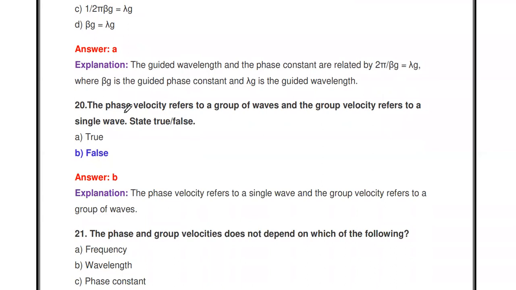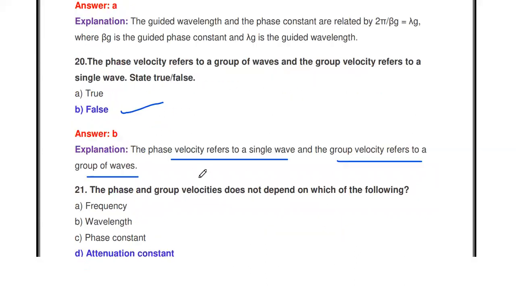The next thing, the phase velocity refers to group of waves and group velocity refers to single wave. The statement is true or false. It's false. The phase velocity refers to a single wave. Group velocity refers to a group of waves. But here the statement is given the wrong way. Phase velocity refers to group of waves, group velocity refers to single wave. This is a wrong statement.